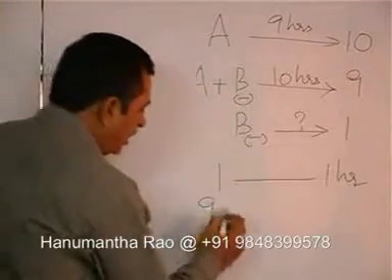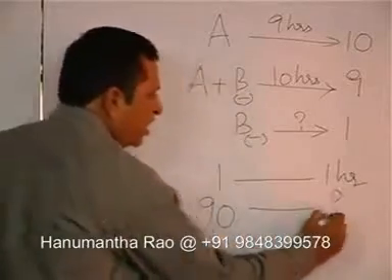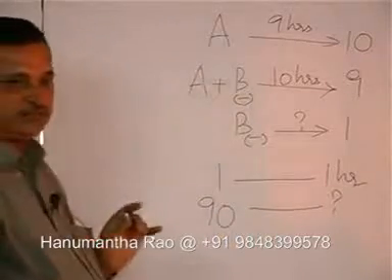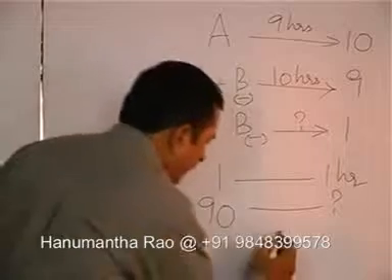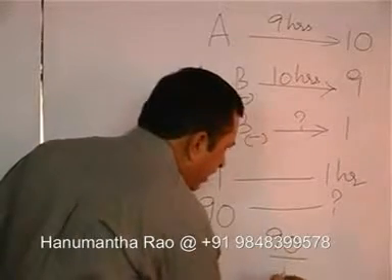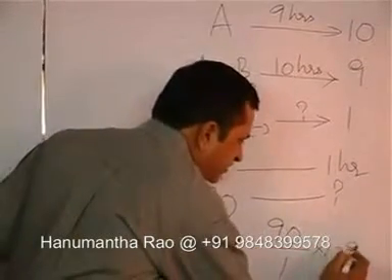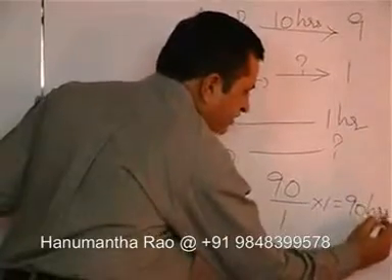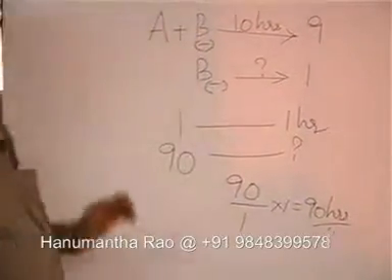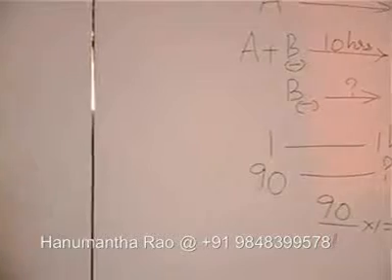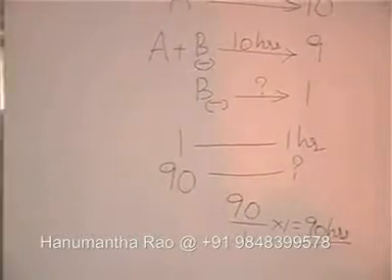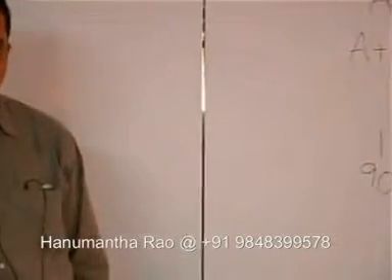For emptying 1 unit, it takes 1 hour for B. For emptying 90 units, how many hours it will take? More. So more by less into 1, that is 90 hours. It takes 90 hours for the tank to be empty. Next problem.